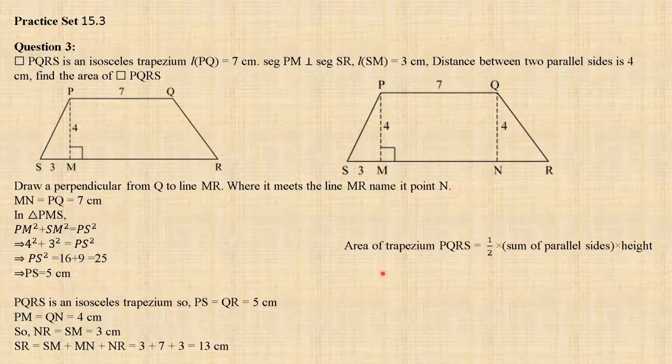Now we'll use the area of trapezium formula, that is half into sum of parallel sides into height. So that will be half into sum of parallel sides, that is 7 plus 13, into height, that is 4. So simplifying this, you will get 40 centimeters square. Hence, the area of the trapezium PQRS is 40 centimeters square.